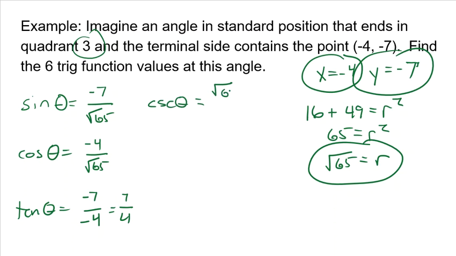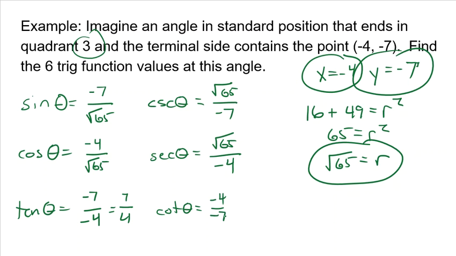So now we're going to take the radius divided by the y. Secant is the reciprocal of cosine. So now we're going to take the radius divided by the x value. And cotangent is the reciprocal of tangent. So we're going to take the x divided by the y. And again, that would make a positive 4/7.